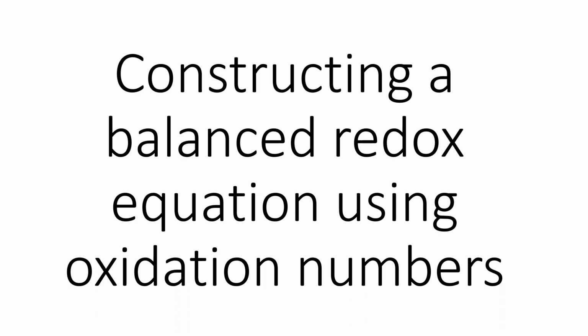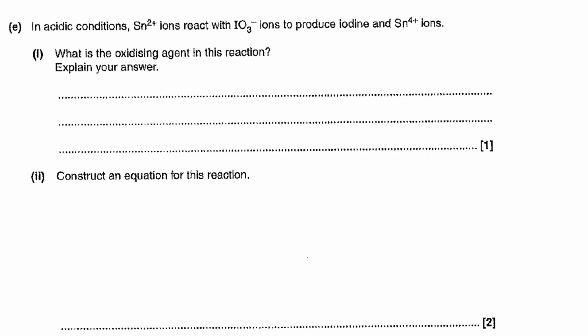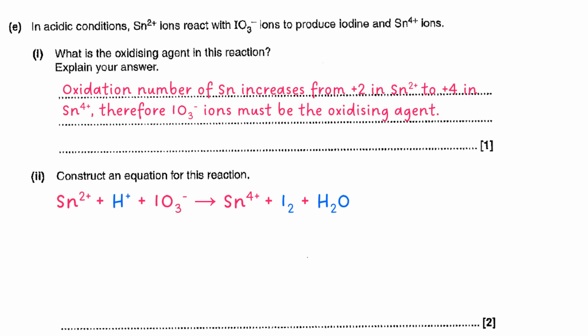This is the final bit, which steps it up again in terms of the level of challenge. It's about constructing a balanced redox equation using oxidation numbers. And the actual example they've chosen is a bit tricky as well. So the first thing to do is to think about the oxidation number of tin. It goes from +2 to +4. That's an increase in oxidation number. So the other species it's reacting with, the iodate, it's iodate 5 in this particular case, must be the oxidizing agent.